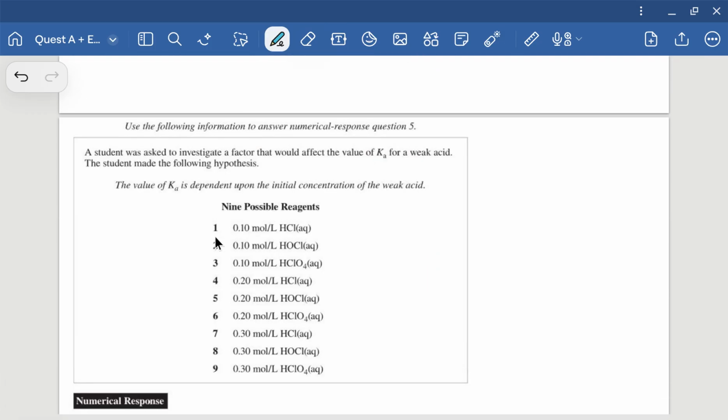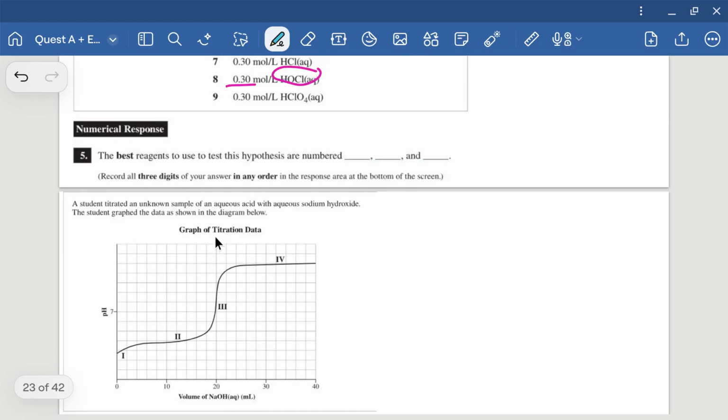Okay, now this one, I had to think about it for a second because it's talking about a weak acid and it's saying that it's dependent on the initial concentration. So I thought it was tricking us because 1 and 3 here are strong acids. So if it's asking about a weak acid, I'm not sure why they'd pick strong ones to test. So you're just looking at the change of the concentration of all of the same weak acid. So 2, 5, and 8. That's a 5. And that's all we had to do on that one.